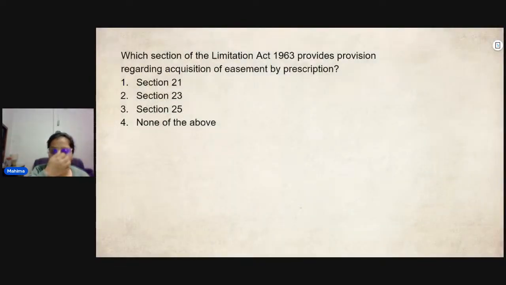Which section of the Limitation Act provides provision regarding acquisition of easement by prescription? I answered it before only. 21, 23, 25, none of the above.